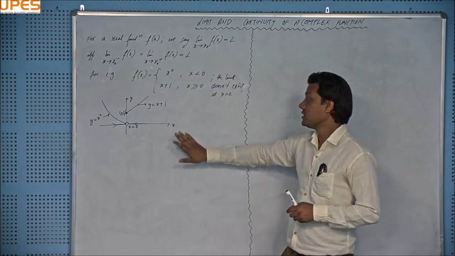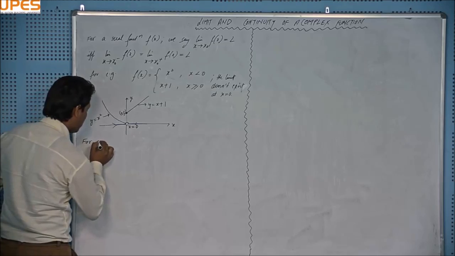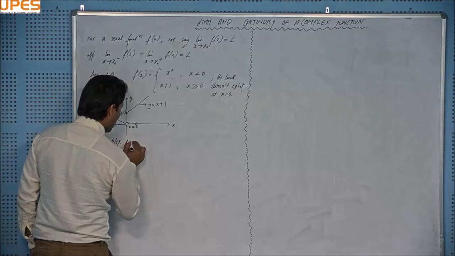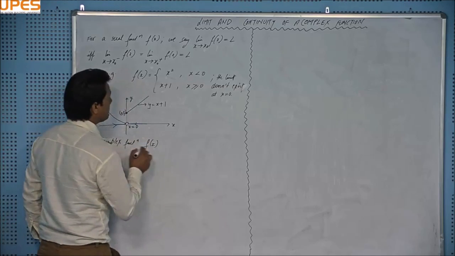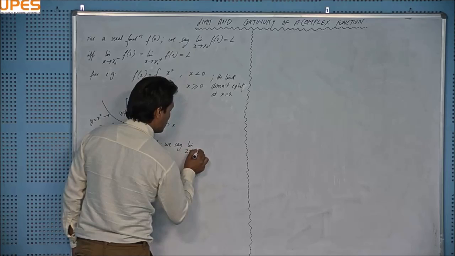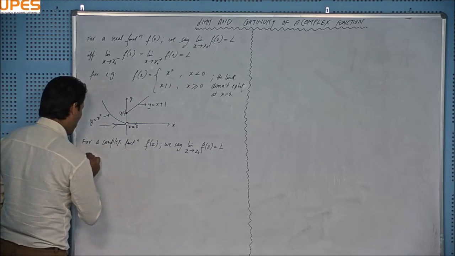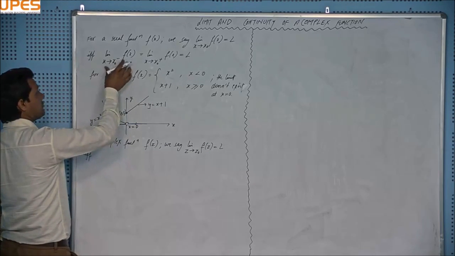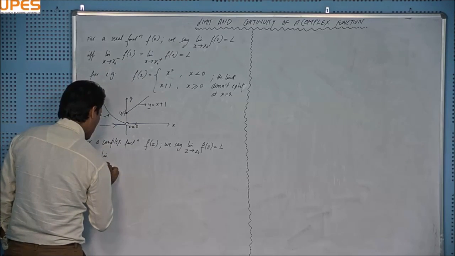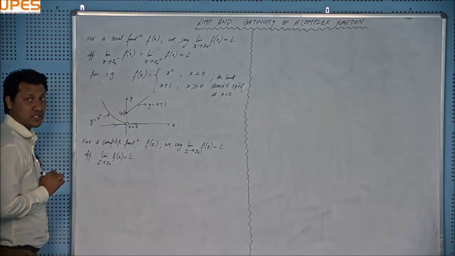So I will try to define the complex limit of a complex function in a similar manner as I have defined this for a real function. For a complex function, or I should say complex valued function of a complex variable, f(z), we say limit z tends to z naught, f(z) equal to capital L, if and only if, and you can see the difference, if and only if, this is for left hand limit and right hand limit, if and only if limit z tends to z naught, f(z) equal to capital L.